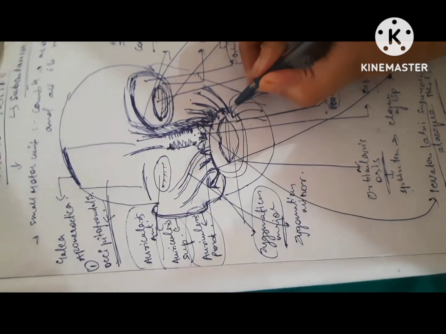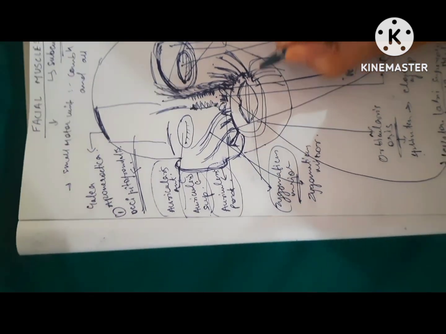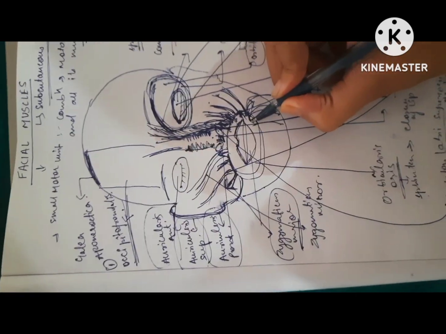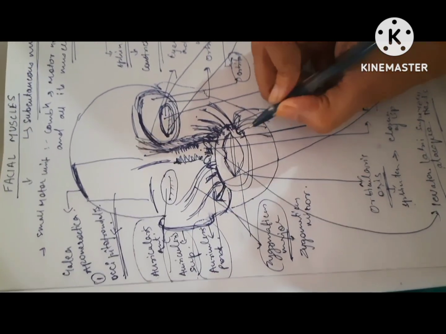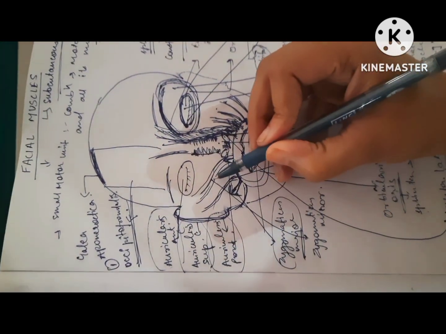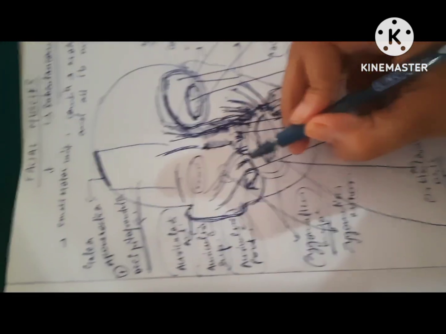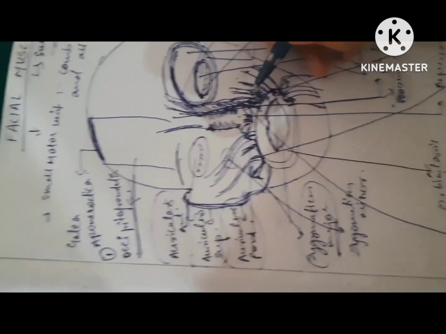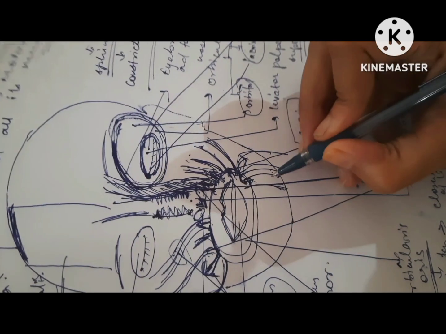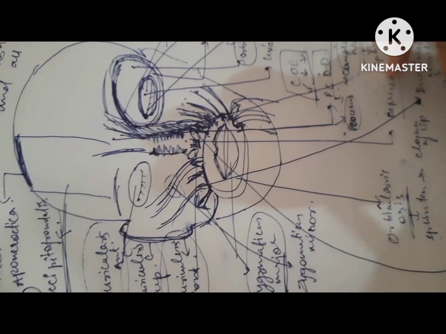Then the depressor anguli oris pulls the angle of the mouth laterally downward, and the depressor labii inferioris pulls the lower lip in a downward direction. So what we have seen here is two zygomaticus muscles, zygomaticus minor and zygomaticus major, and four others: levator labii superioris, levator anguli oris, depressor labii inferioris and depressor anguli oris.